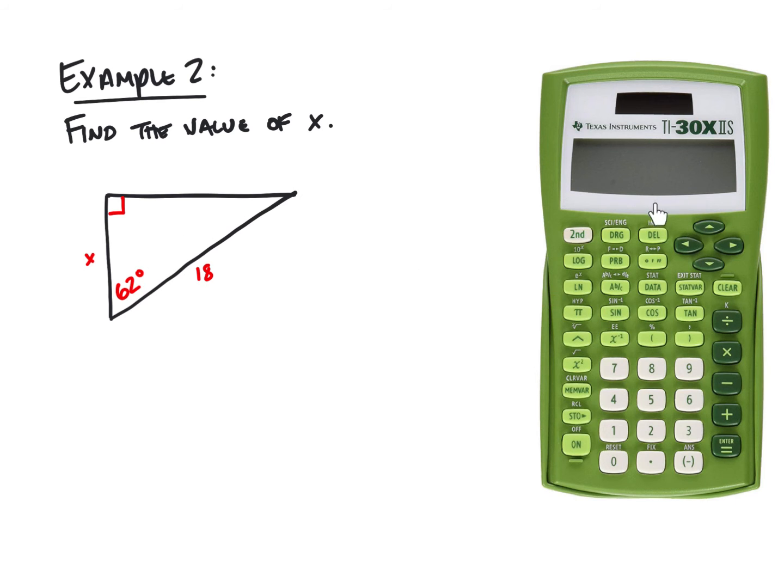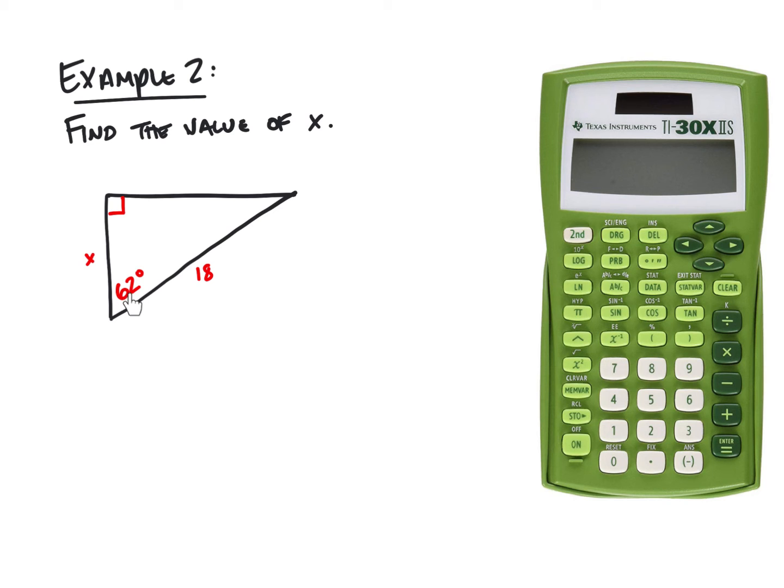Your scientific calculator knows exactly what that value should be. It knows what the sine of 62 should be, it knows what the cosine of 62 should be, and it knows what the tangent of 62 should be. I can use that knowledge to figure out what this missing value would need to be so that these two sides end up in the right ratio, the correct ratio for this angle.